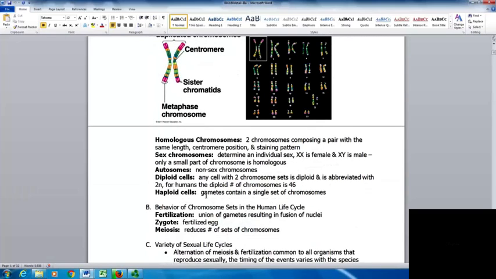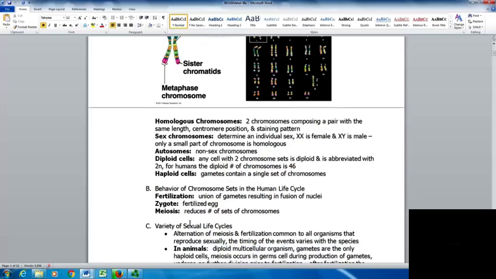So the behavior of the chromosome sets in the human life cycle is going to determine how you get a new individual with a combination of genetic material from the parents. During fertilization, you have the union of two gametes. It's going to result in fusion of the nuclei. The zygote is that fertilized egg. In order to be able to do this, you need to undergo meiosis to reduce the number of sets of chromosomes so that that zygote will have just one complete set that a normal adult does.